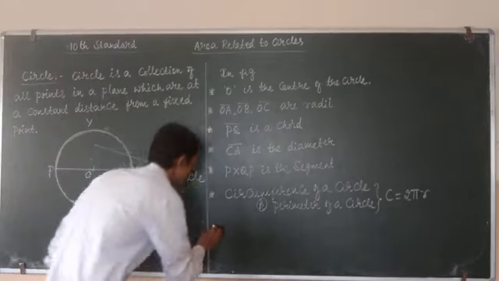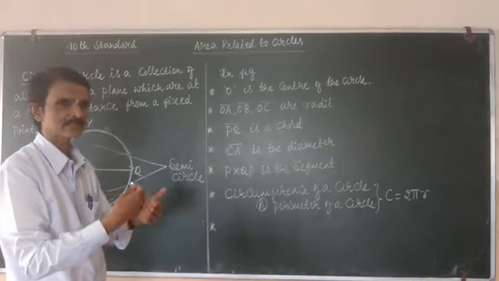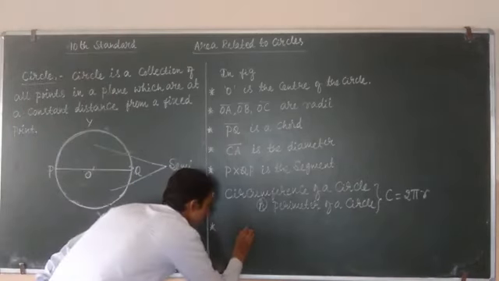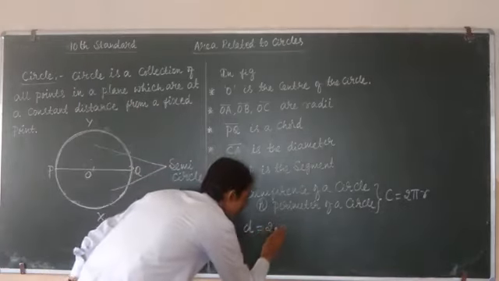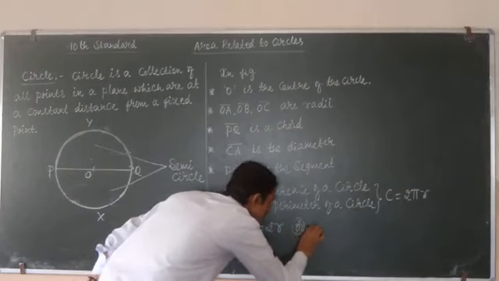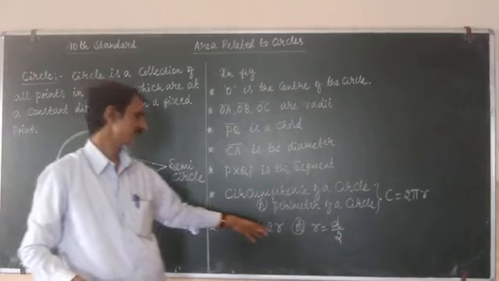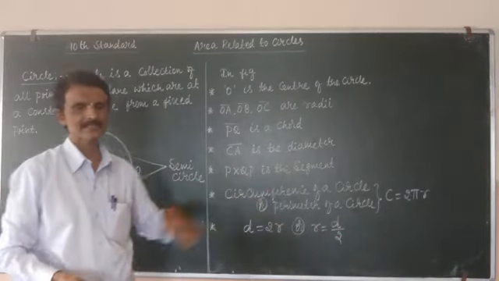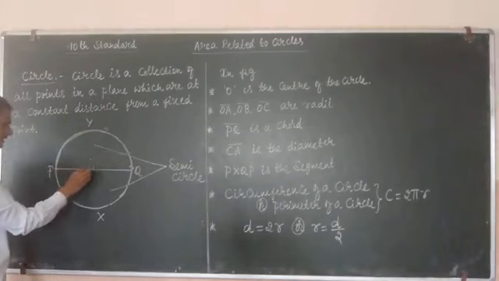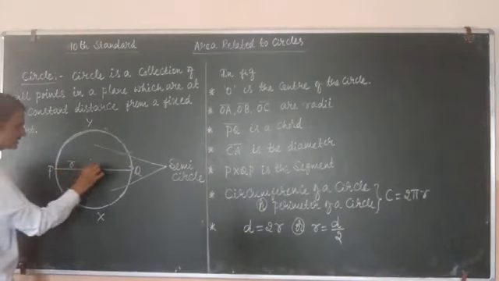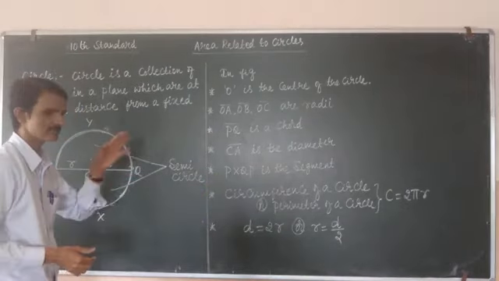Next, students, you also know the relationship between the radius and the diameter. Diameter is always twice the radius, or radius is always half of the diameter. Both are the same. This is the diameter, and here it is O. OP is a radius, OQ is a radius. So r plus r is 2r. So this is another relationship.